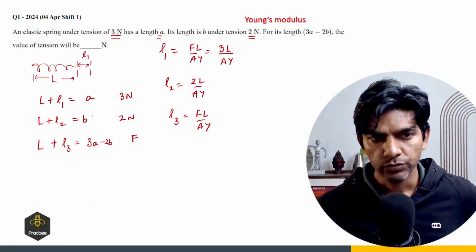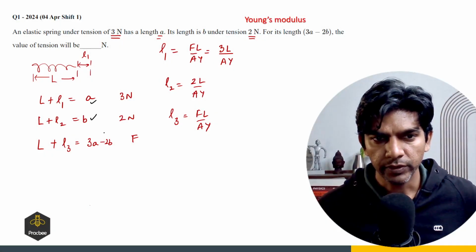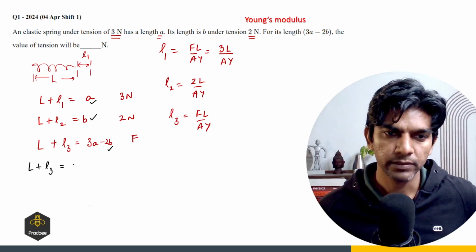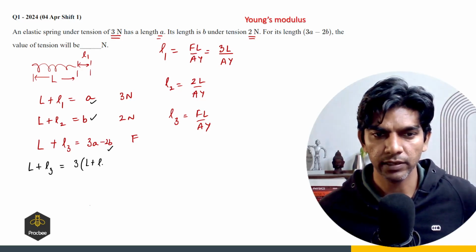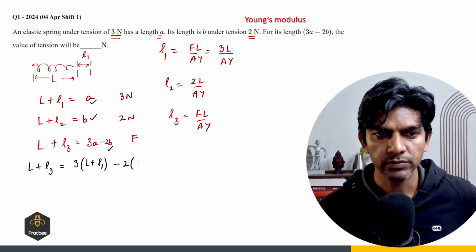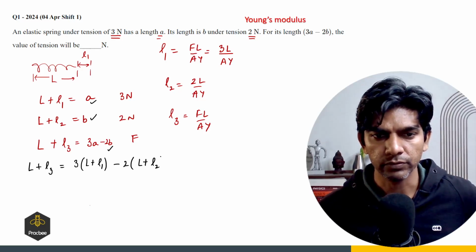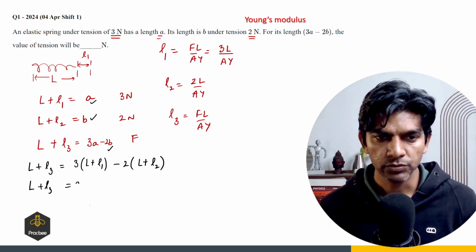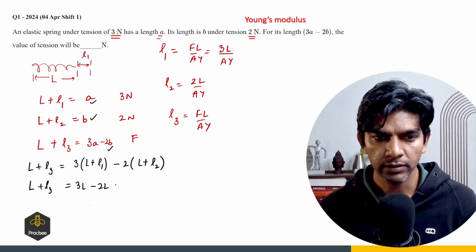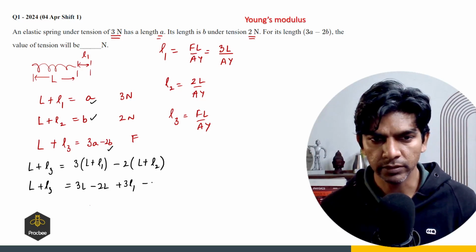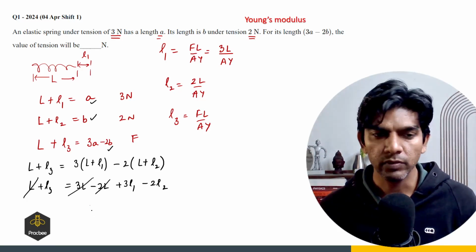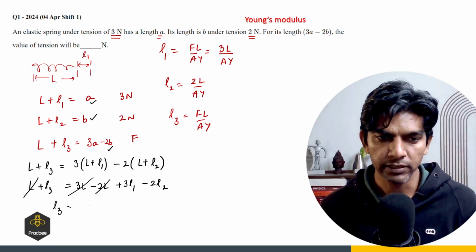Right, so now what we can do, let us substitute A and B in the third equation. So this will become L plus L3 is equal to 3 times (L plus L1) minus 2 times (L plus L2). So L plus L3 is equal to 3L minus 2L plus 3L1 minus 2L2. The capital L will get cancelled out, so we are getting L3 as 3L1 minus 2L2.